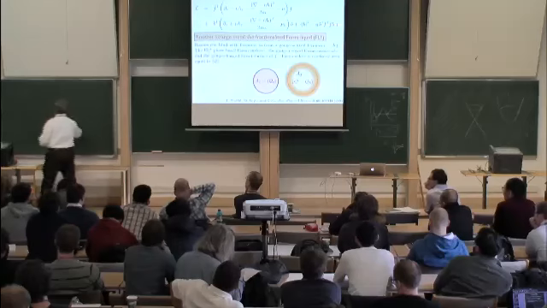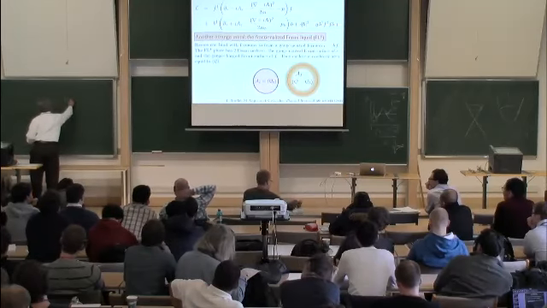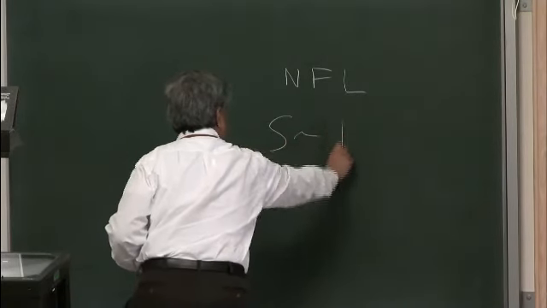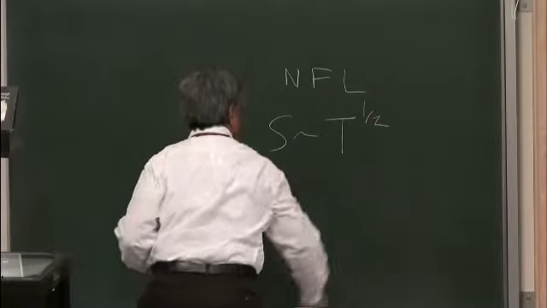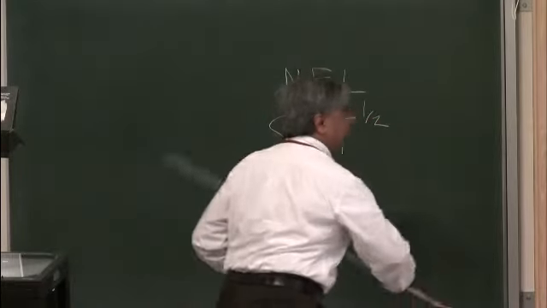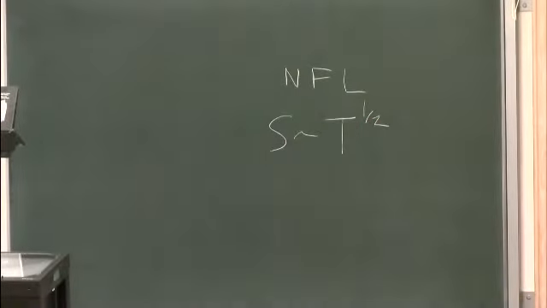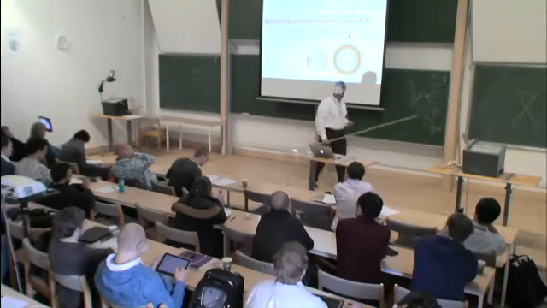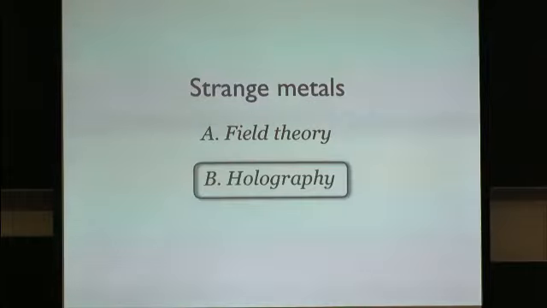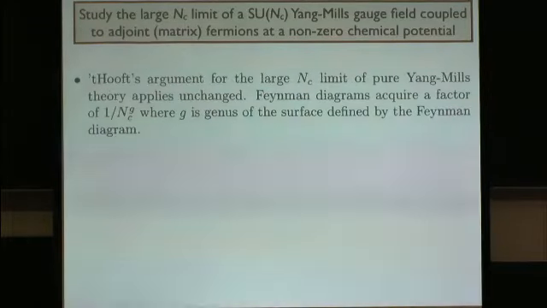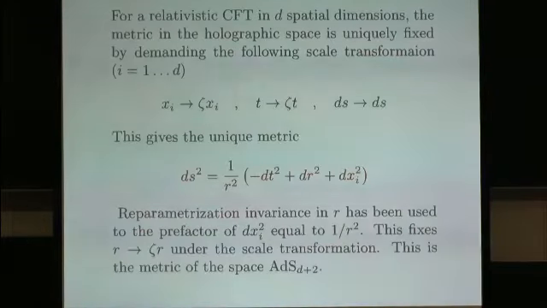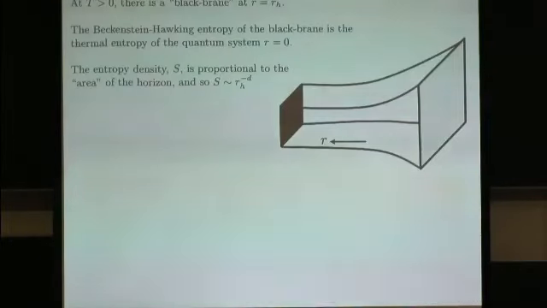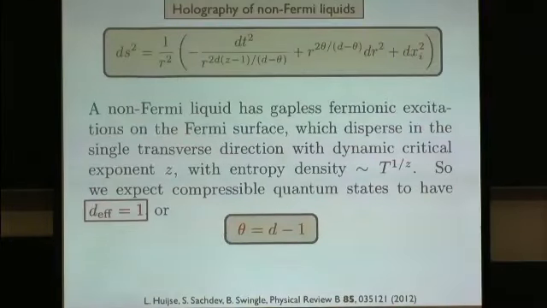So we showed for the Fermi surface, non-Fermi liquid, the entropy went as T to the 1 over z. And the reason for this 1 over z was simply the fact that there was just a one-dimensional phase space of excitations transverse to the Fermi surface. So that brings me to the main claim that anytime you have a non-Fermi liquid Fermi surface, the emphasis on non-Fermi liquid is actually important, that d effective should be 1, and so theta must be d minus 1.